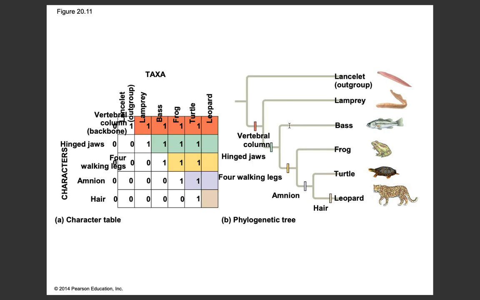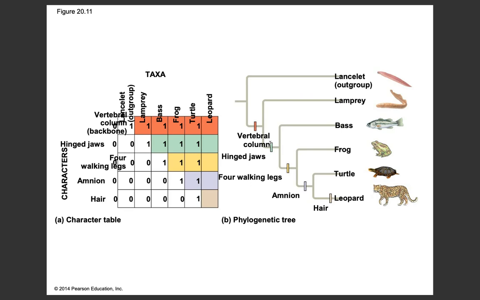So everything that comes after this point right here, I don't have my pen anymore, but the lamprey comes after this point. It is to the right of this point, which means it has to have a backbone. The bass has a backbone. A frog, yep, backbone. Turtle, backbone. Leopard, backbone. Because this came first. It's to the left, like a timeline. This came first, so everything else that came this way has to have it.